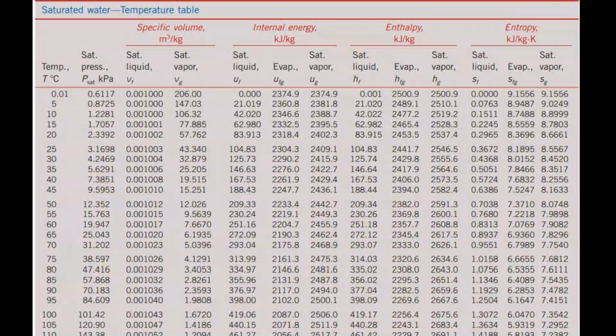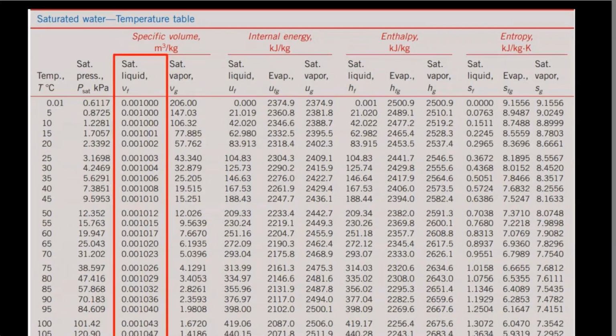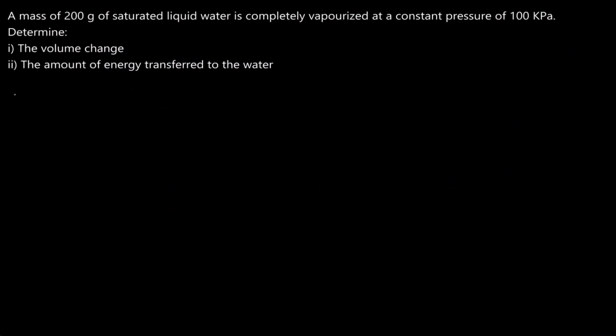Some steam tables usually don't have entries for the specific volume of saturated liquid because the values are negligible compared to the specific volume of saturated vapor and can often be approximated to zero in calculations. So let's try another problem. A mass of 200 grams of saturated liquid water is completely vaporized at a constant pressure of 100 kilopascals. Determine 1. The volume change, and 2. The amount of energy transferred to the water.